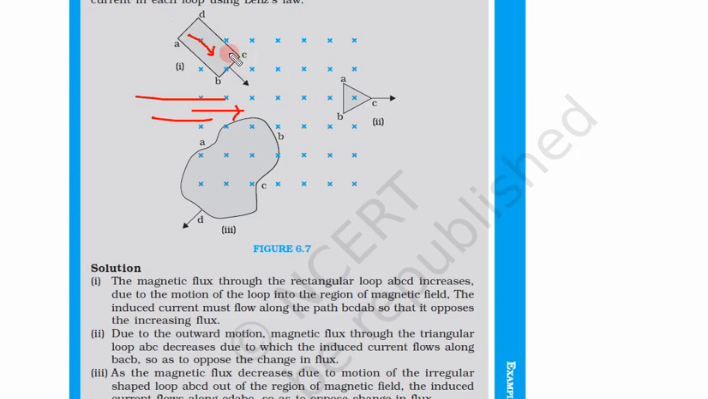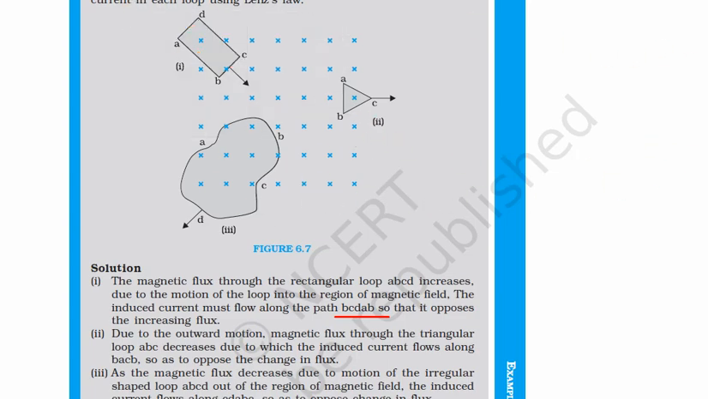So how can we oppose the increasing flux? Just by flowing anti-clockwise current. What is the direction? B, C, D, A, B. So this is anti-clockwise current. Why? Just to oppose this flux.